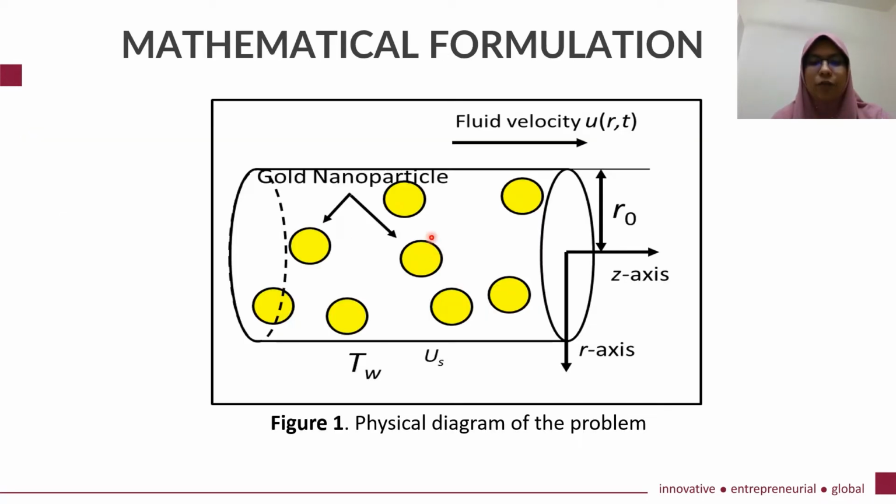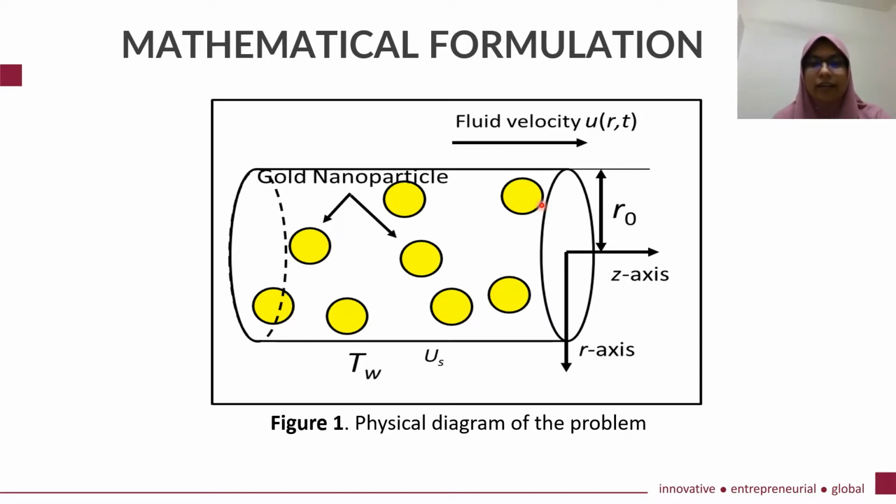Next, this picture shows the schematic diagram of the problem. Consider an incompressible Casson fluid flowing along the z-axis of the cylinder. r is the radial coordinate, which is taken normal to it. R0 is the radius of the cylinder. Yellow color represents the gold nanoparticles.